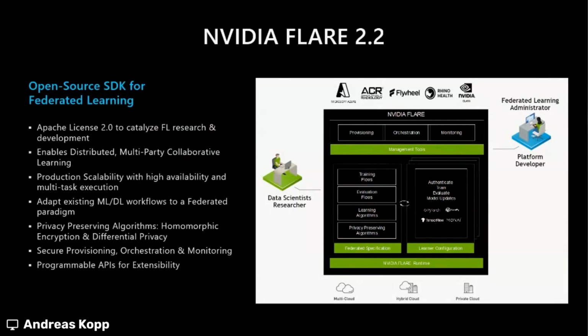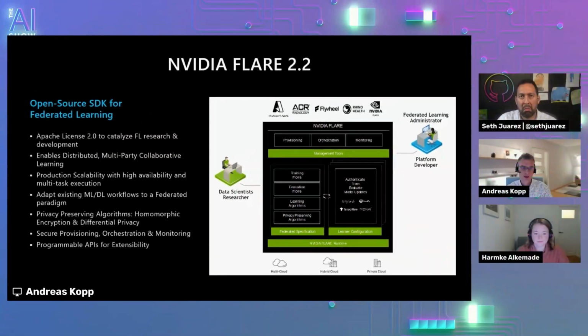If you want to enhance the privacy level even further, you can add capabilities like homomorphic encryption or differential privacy. It's relatively easy if you have existing training code in PyTorch or in TensorFlow, for example, to integrate NVIDIA Flare. And it also has a nice capability that you can start with a, let's say, simulated environment on a local VM or a local machine before you deploy the whole setup to the real world distributed environment. And with that, I would hand over to Harmke to show the thing in action.